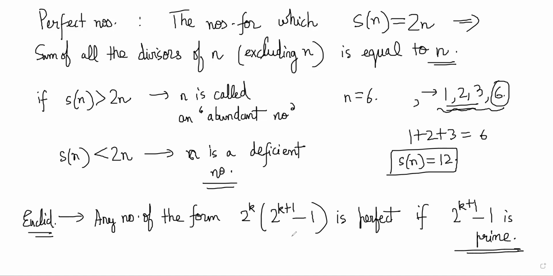So if this number, 2^(k+1) − 1, is a prime number, then the product 2^k × (2^(k+1) − 1) is perfect. So let's try to prove this criterion. We'll do that on the next screen.